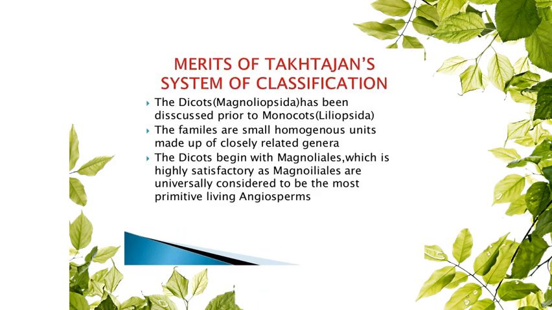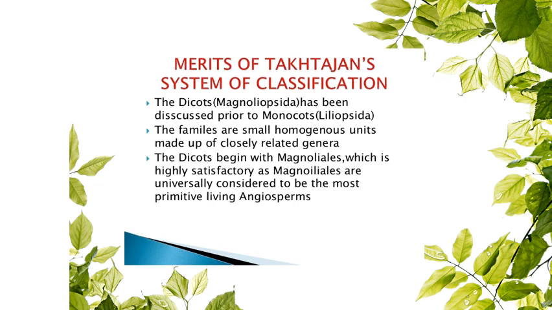So these are some merits of the Takhtajan system of classification, in which he mentioned that the dicots or Magnoliopsida have been discussed prior to monocots. The families are small homogeneous units made up of closely related genera. Simply it indicates that the families are small homogeneous units composed of closely related genera.